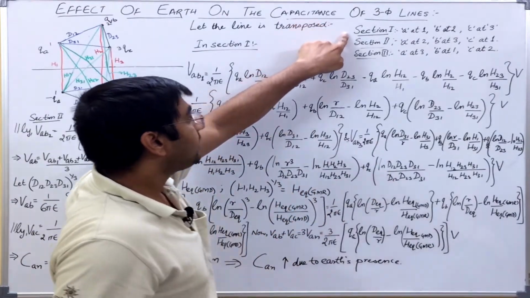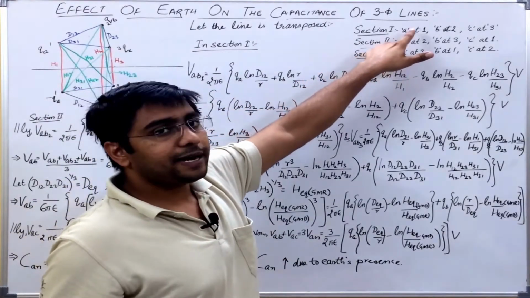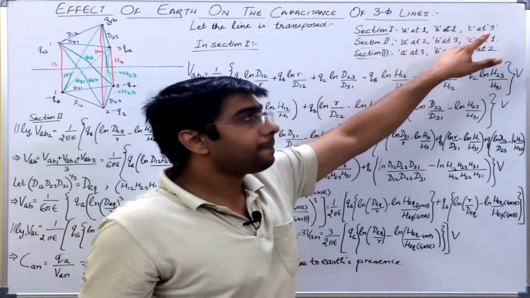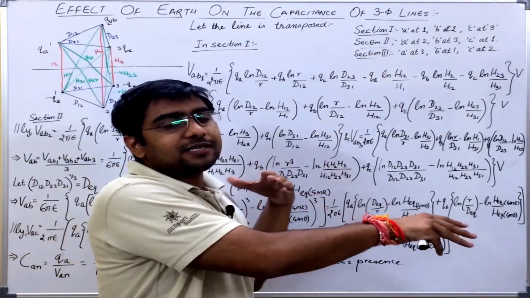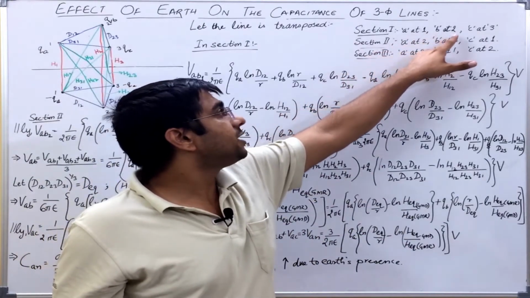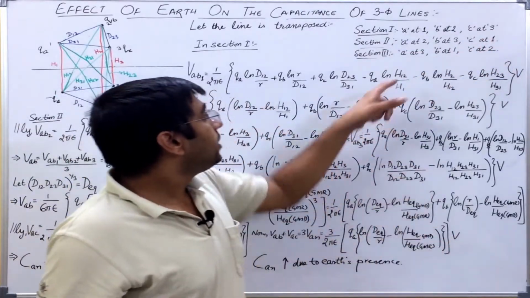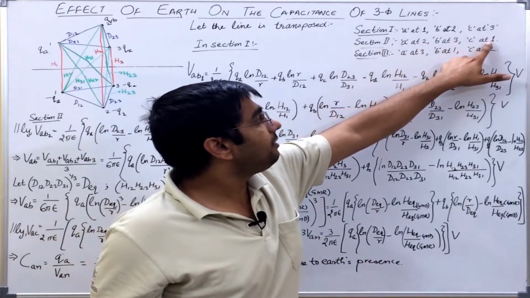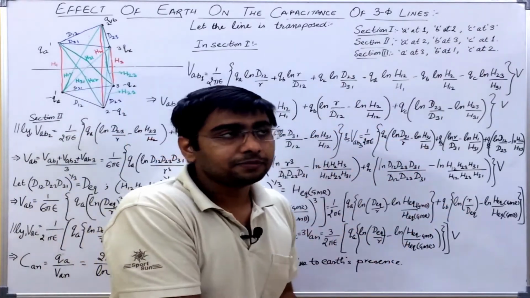In section 1, which we are considering, phase A will be at position 1, phase B at position 2, and phase C at position 3. Similarly in section 2 the phases change their position cyclically: A will come to position 2, B to position 3, and C to position 1. In the third section, A will come to position 3, B to position 1, and C to position 2. In this way we can directly write without even making a diagram.